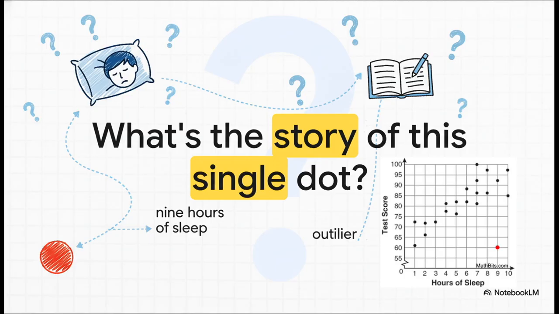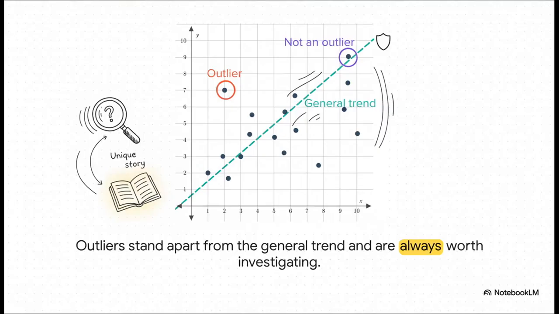It represents someone who got a full 9 hours of sleep but still got a very low test score. Why? Maybe they didn't study, or maybe they were feeling sick that day. See, outliers force us to look beyond the main trend and start asking these really important, deeper questions. This visual makes it perfectly clear. While most of the points are huddled around that general trend line, the outlier is just sitting way out there on its own. And these exceptions, they aren't just interesting, they're often critical.